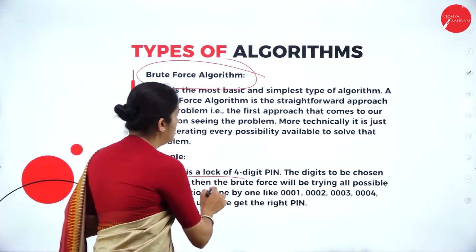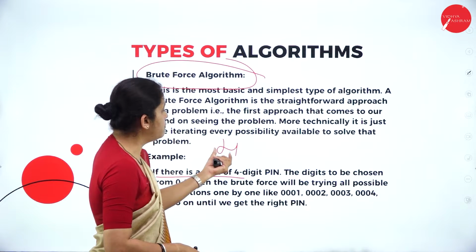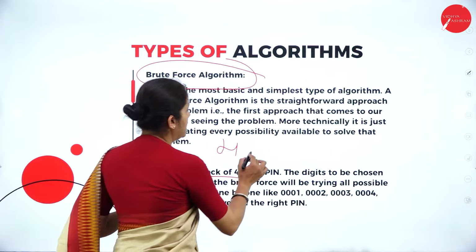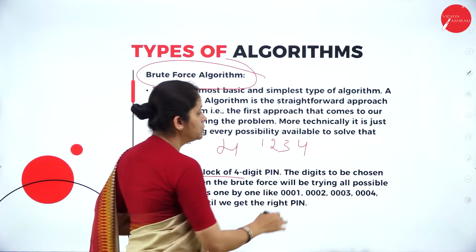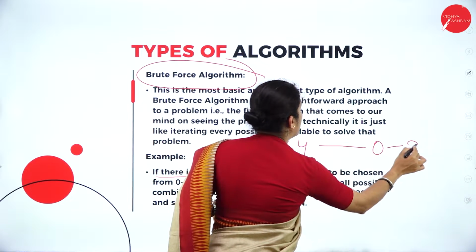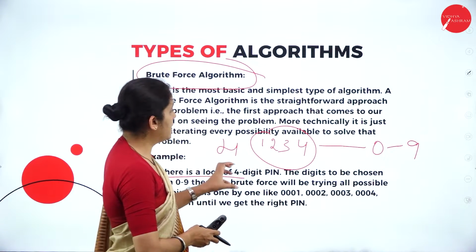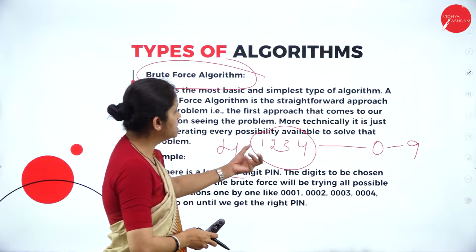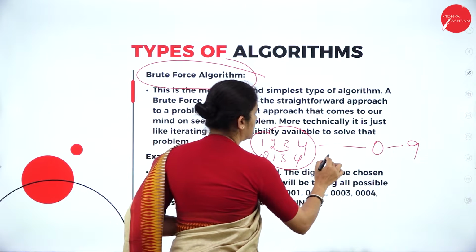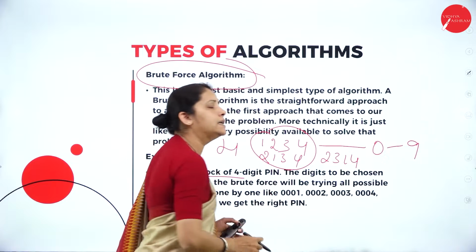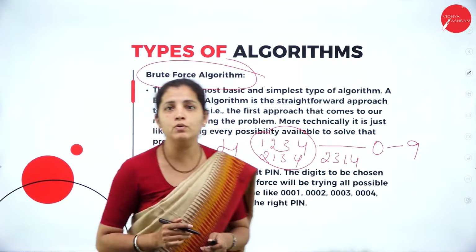So see here, I have a 4-digit pin. For example, say I have the numbers 1, 2, 3, 4. The digits may be 0 to 9. So I'll consider 1, 2, 3, 4. Now I'll try to form the pin, that is 1, 2, 3, 4. After that, I'll try 2, 1, 3, 4. Next, 2, 3, 1, 4. So I'll try all the possibilities to get my final solution. That is my brute force technique.